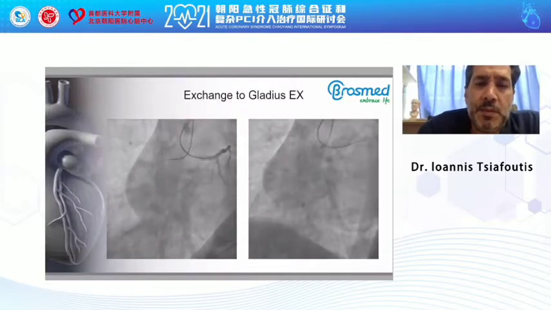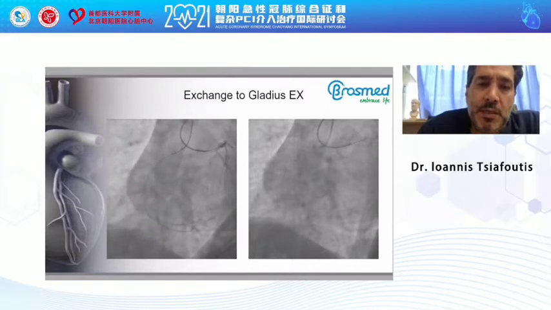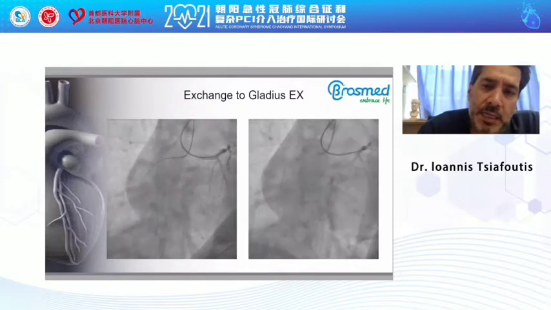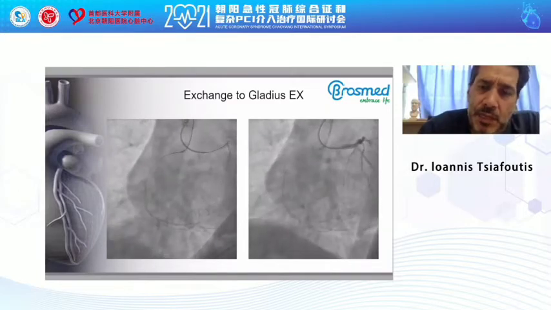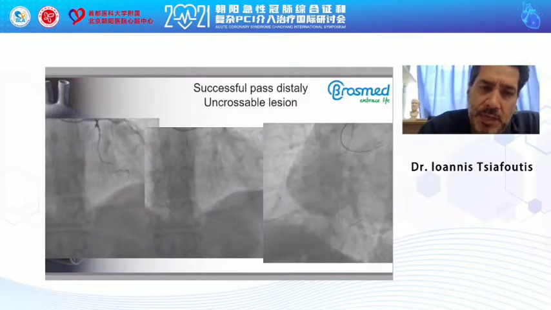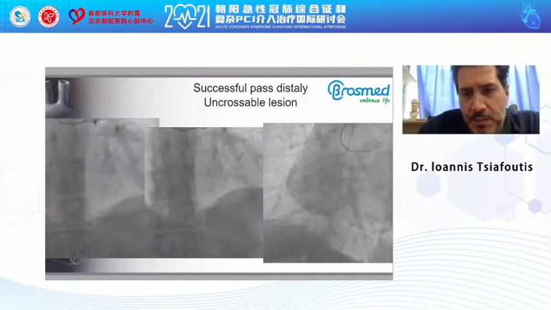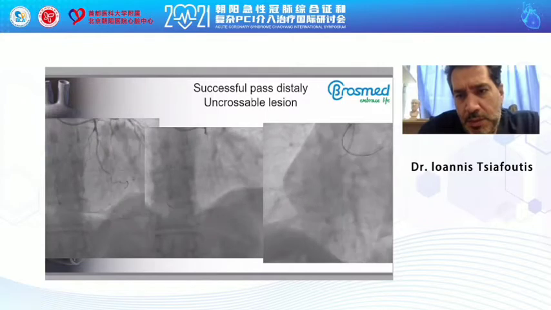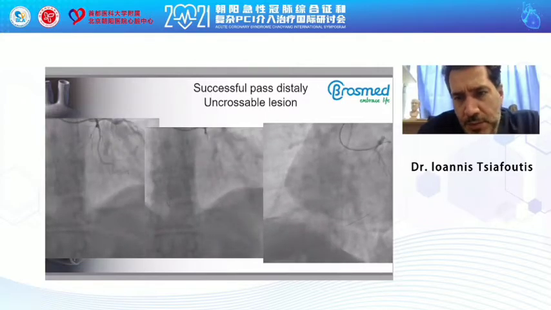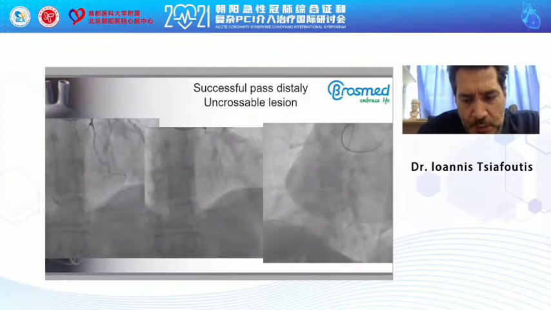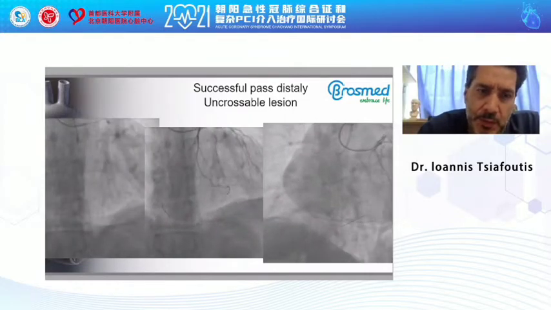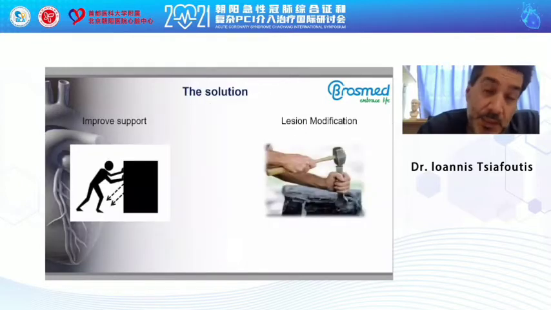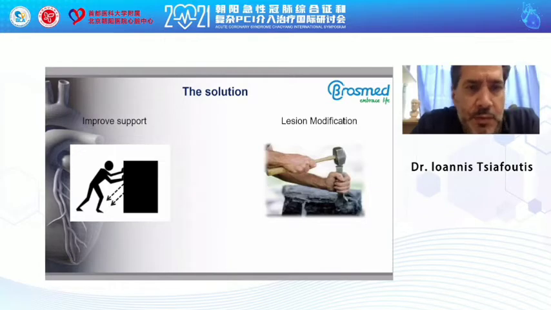You see, it has reached the distal cap and then exchanged to Gladius EX. The Confianza exchanged to Gladius EX, and we had a successful pass distally. But then the problem started. It proved to be uncrossable, this lesion. So we couldn't reach a 1.0 balloon. In these cases, you have to give a solution about that. You have to improve support or do lesion modification.